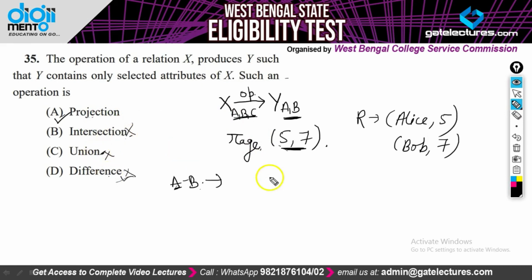Intersection, union and difference, they work on the values, these tuples. They do not have the right to drop the attributes. Only projection can do that. That's why these three options are wrong and projection is right for this.